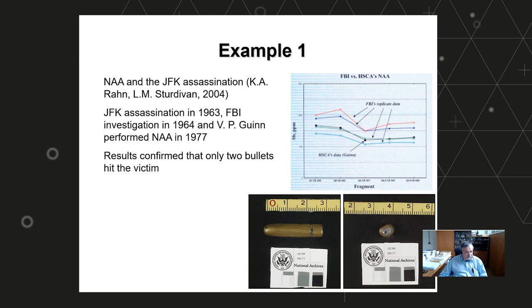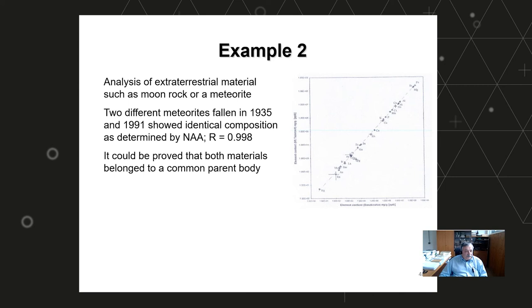This is another example where they studied the bullet from the assassination of President Kennedy. They analyzed antimony here, and they could conclude that only two bullets hit the victim, not more. This is another example of studying extraterrestrial material from meteorites from 1935 and 1991, and it could be confirmed by multi-elemental analysis that the materials were quite similar.